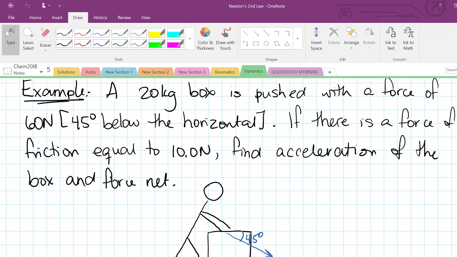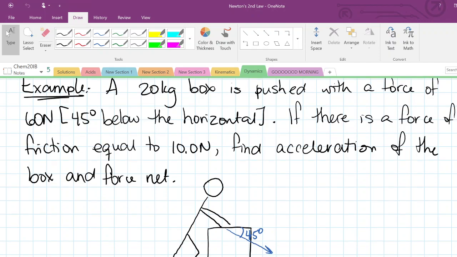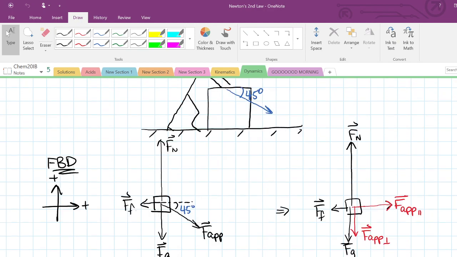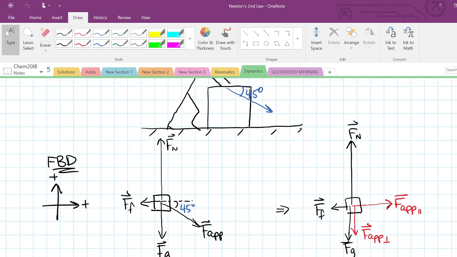We know that we've got a person pushing on this box. They're applying a force at an angle of 45 degrees below the horizontal. So that's the angle right there. And I'm going to draw my free body diagram. So this diagram that I've drawn here on the left is officially my free body diagram. This is specifically what you must show on a long answer problem.